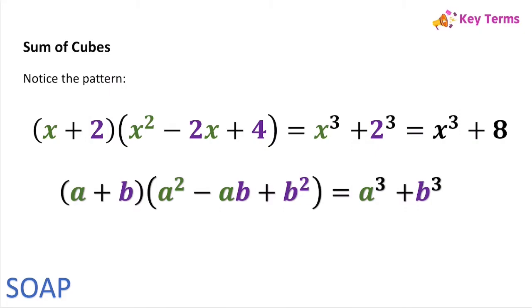So if we're looking at a sum where we have a plus sign, what's going to happen is this first sign will be the same. That's what S stands for. The second sign will be opposite. And then this sign will always be positive. So that's what the letters in SOAP stand for.